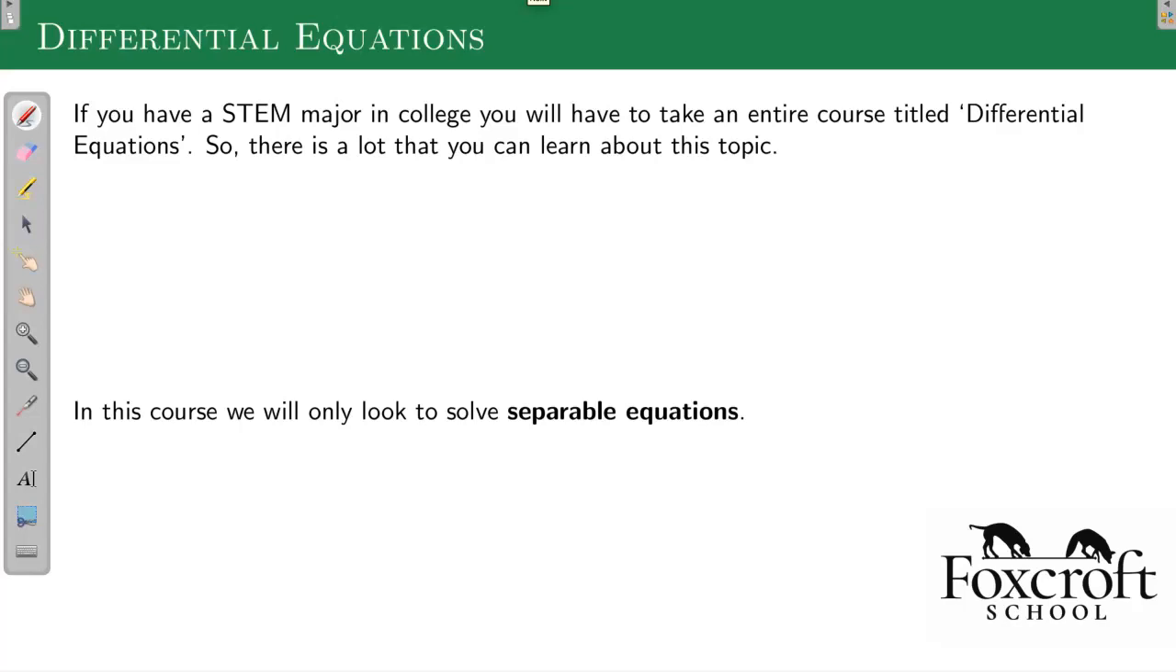And here's a bit of a warning. If you have a STEM major in college, chances are you're going to have to take an entire semester-long course, you might even break it up into two semesters, called differential equations. You'll learn all about them, and you'll probably learn pretty much everything that we learn in this class in the first week. There's a lot to learn about differential equations, but we're just going to focus on one type called a separable equation.